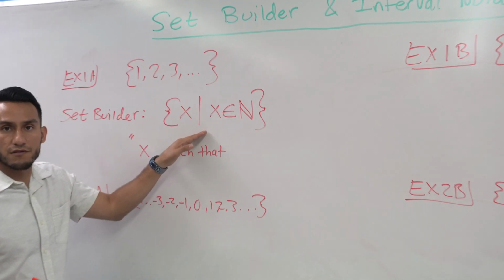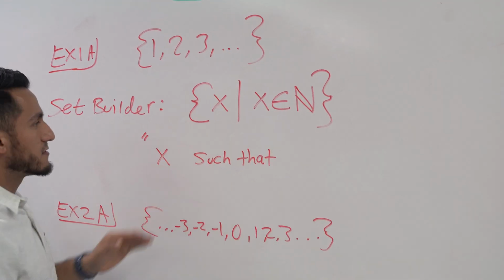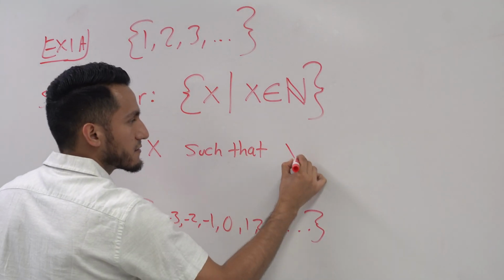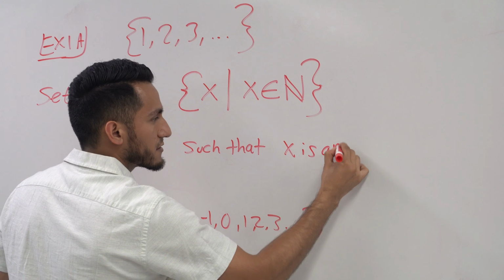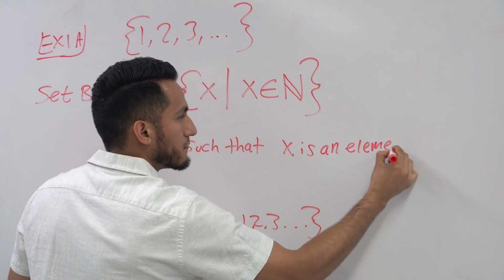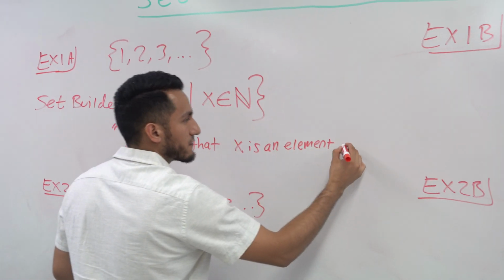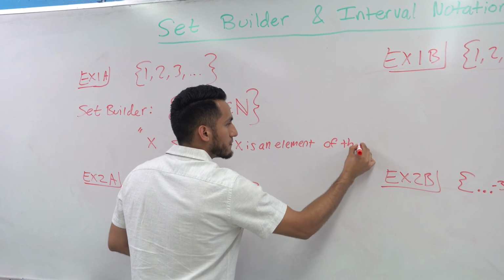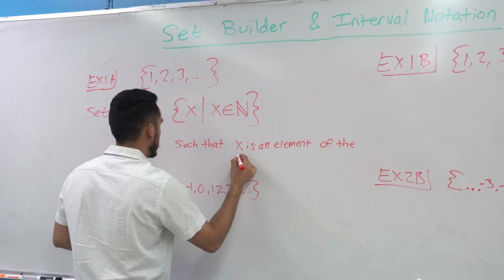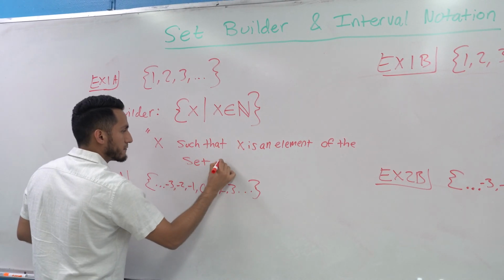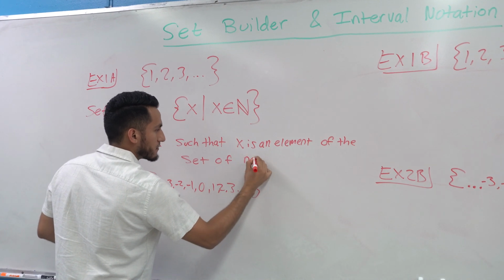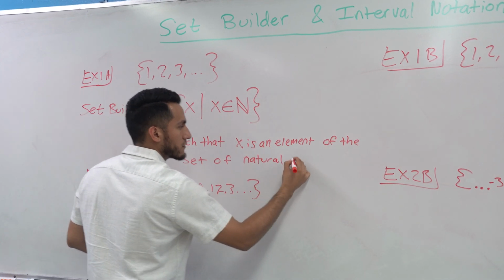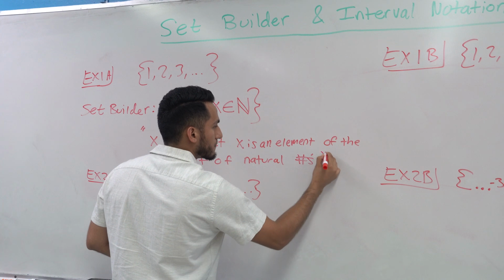And that will be your set builder for example 1. X such that x is an element of the set of natural numbers.